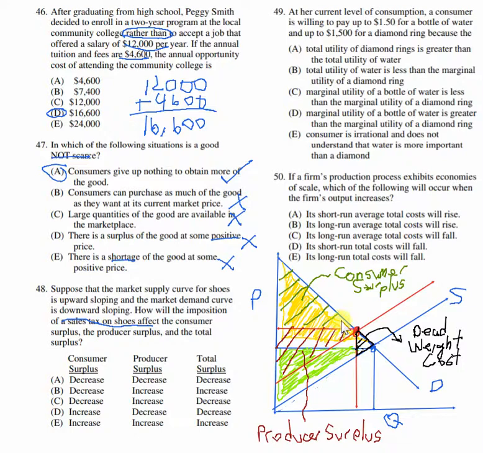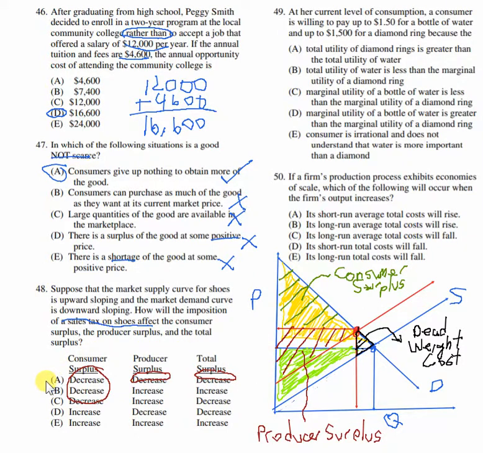So the government in their infinite wisdom has put a tax on, and the producers suffer and the consumers suffer. The only people who don't suffer are the bureaucrats in Washington. Okay, so let's see what choices make sense. So we see that the consumer surplus decreased. We know that the producer surplus also decreases, and the total surplus decreases. So the choice here will be A.